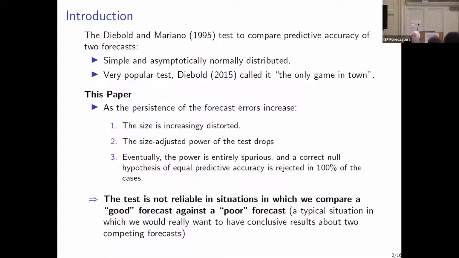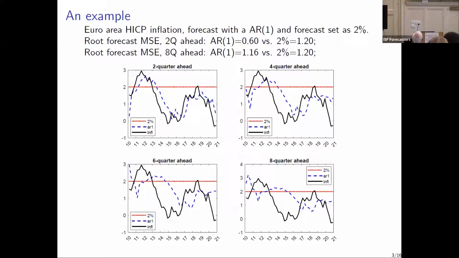What we're going to find out is that as you increase persistence, the size of the Diebold-Mariano test is increasingly distorted. The size-adjusted power goes to 0. And the test, after a certain threshold, any answer is entirely spurious. So the test, as we find out, is not reliable exactly in situations in which you compare a good forecast against a very bad one. And that was a bit of a paradox for us. So here is an example.